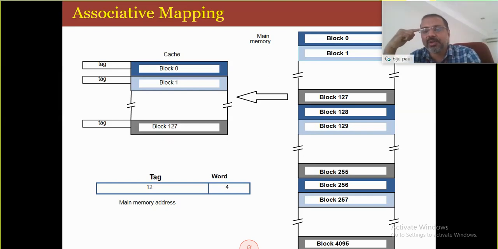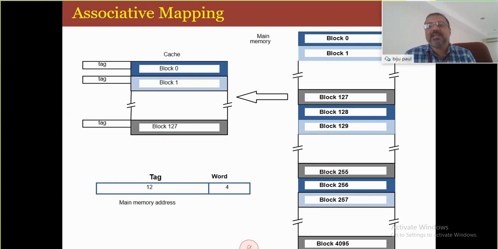Again, hope you remember we have discussed spatial reference and temporal reference. There is a high chance of asking for the next subsequent information after what is currently being executed by the processor. So it's better to keep 16 or more, it's up to you or the organization. A block has not one but more than that. The entire block is transferred from the main memory to the cache memory. It will only increase the performance.